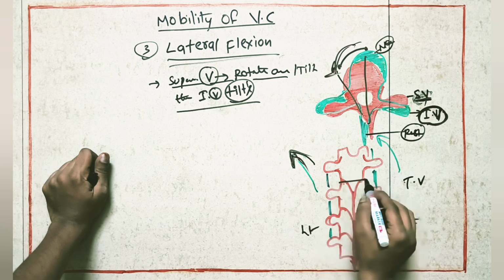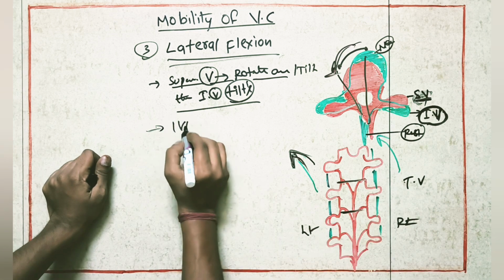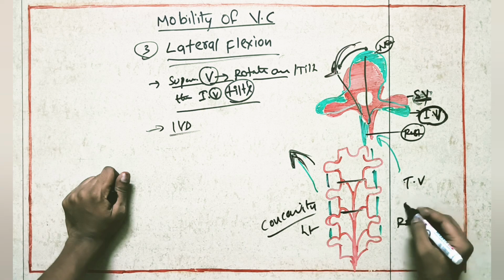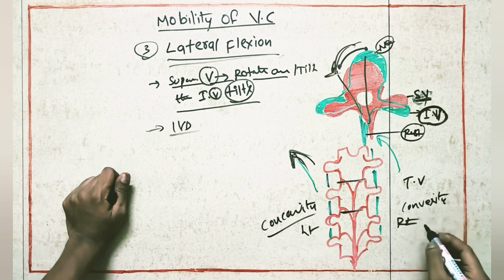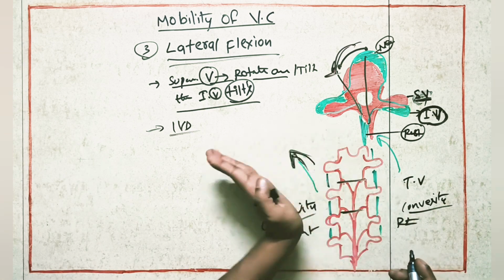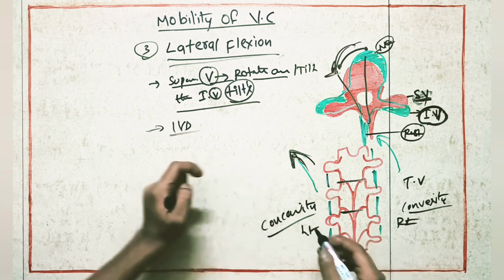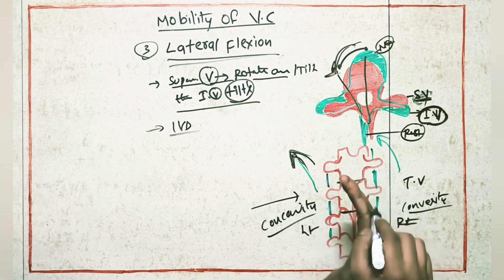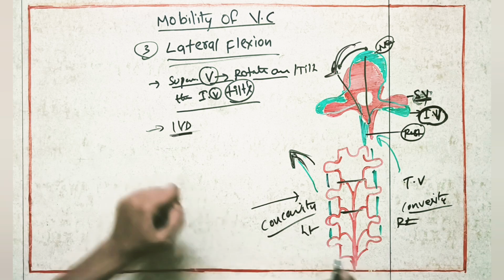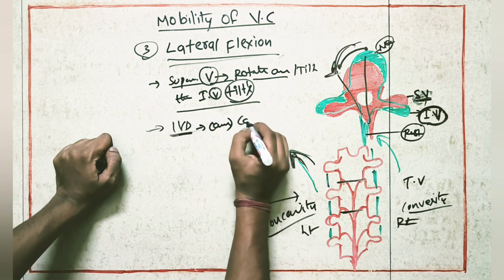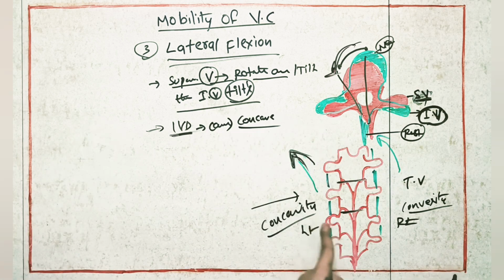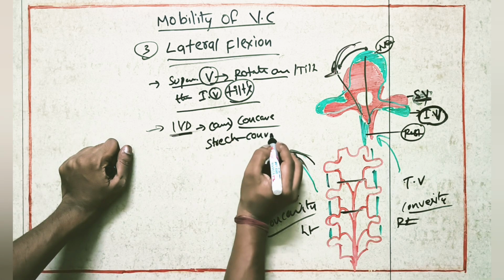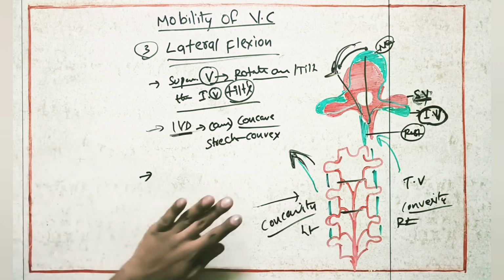Between two vertebrae we have the IVD, intervertebral disc. This is concavity, this is convexity. If the patient is doing left side flexion, the left side of the trunk will go for concavity and the right side will come for convexity. The intervertebral disc will be compressed over the concave side, and it will be stretched over the convex side.